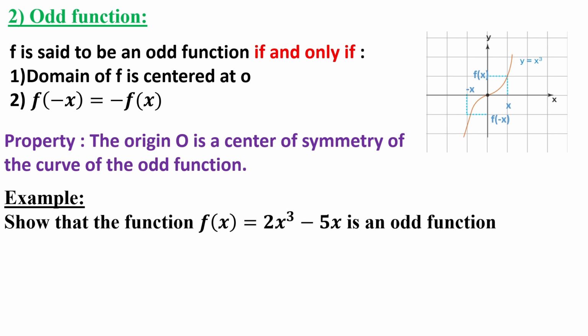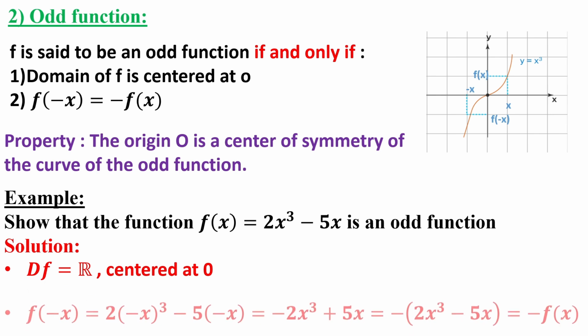We need to show that f of x equal to 2x cubed minus 5x is an odd function, so we only need to prove these two conditions, as you can see here in the solution.